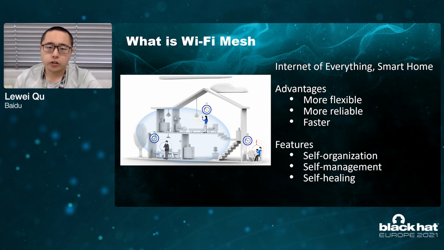What is Wi-Fi mesh? First, the mesh is a common technology of network build. By using mesh, several access points could get together and serve as the same network. Compared to the traditional Wi-Fi network build technology, mesh has the advantages of being more flexible, more reliable, faster. It also has the great features of self-organization, self-management, and self-healing. So Wi-Fi mesh plays a significant role in the future scene of Internet of Everything.